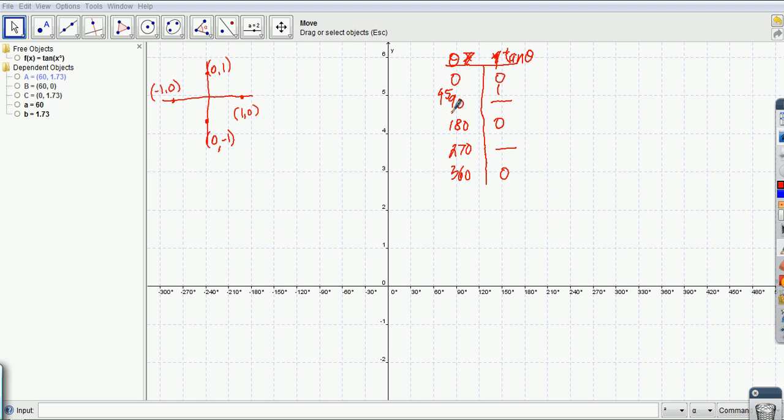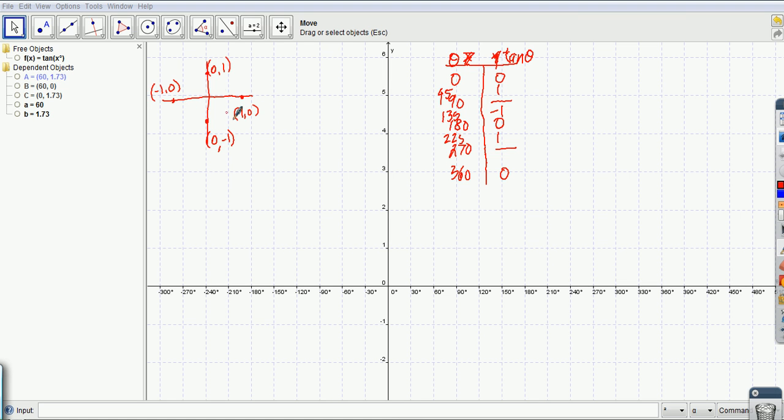So at, where am I? 135 would be right in here. That's a little messy. And that would be a -1. Let's do one more. Let's go in here. What would that angle be right in here if that was 45 degrees? 225. Good. So at 225, what's the tangent of 225? It's 1 as well. Positive, right? Because negative over negative is positive.